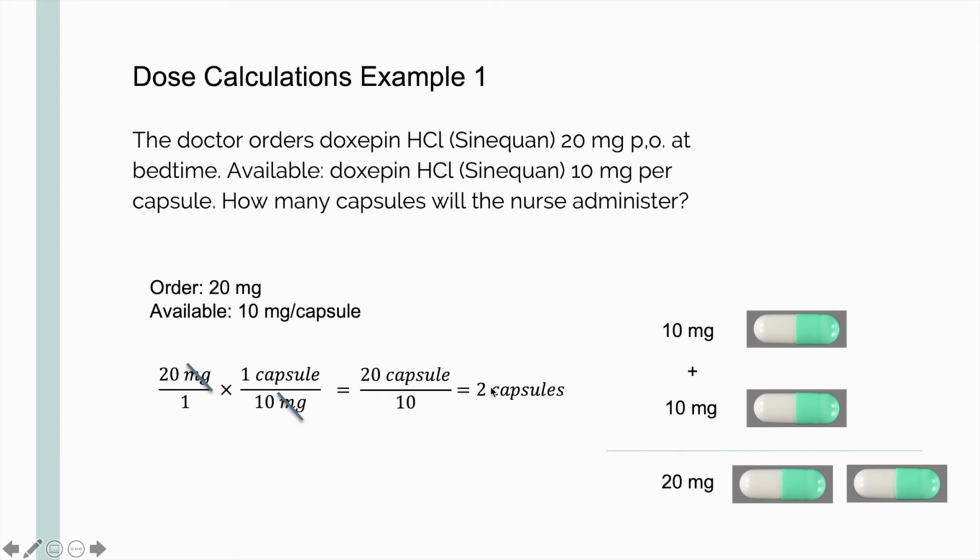Now, if you got an answer, for example, 20 capsules, you should know that your answer may be wrong. These answers should always make sense. So make sure that your answer makes sense at the end, and then you'll know that your math is right.